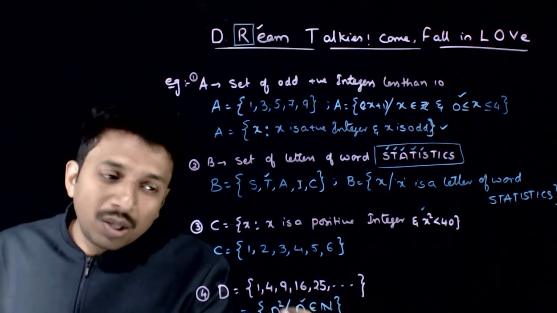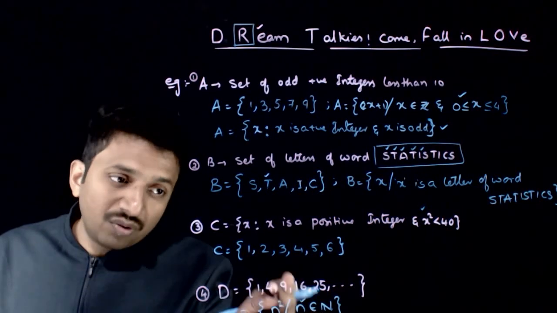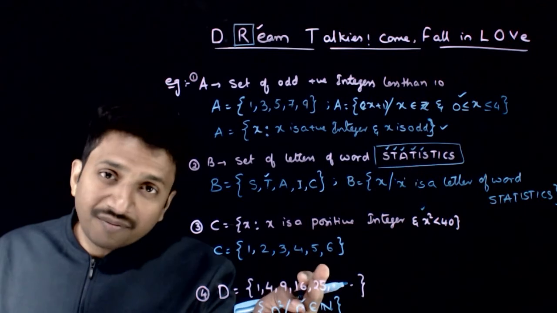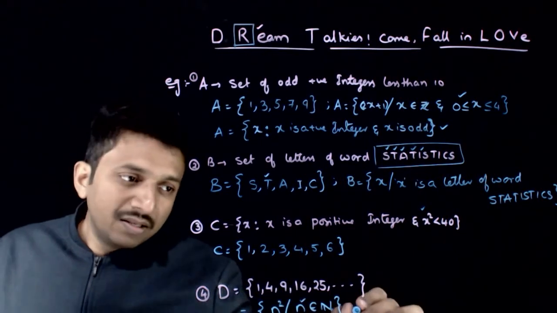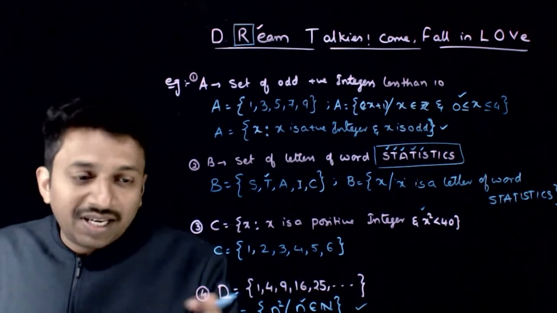So when n is equal to 1, you have 1 square. N is equal to 2, you have 2 square. N is equal to 3, you have 3 square. N is equal to 4, 4 square. N is equal to 5, 5 square, and so on. So this will be the set builder form for set D.